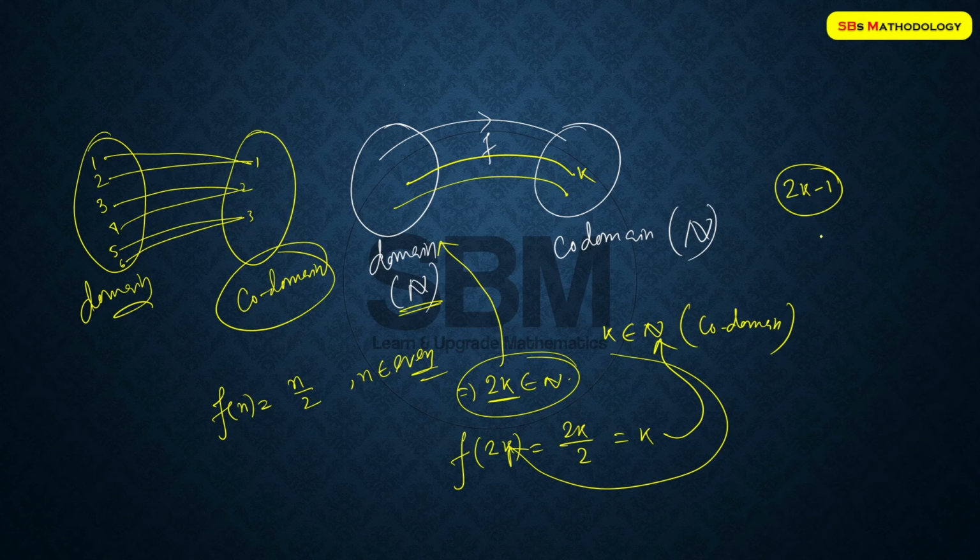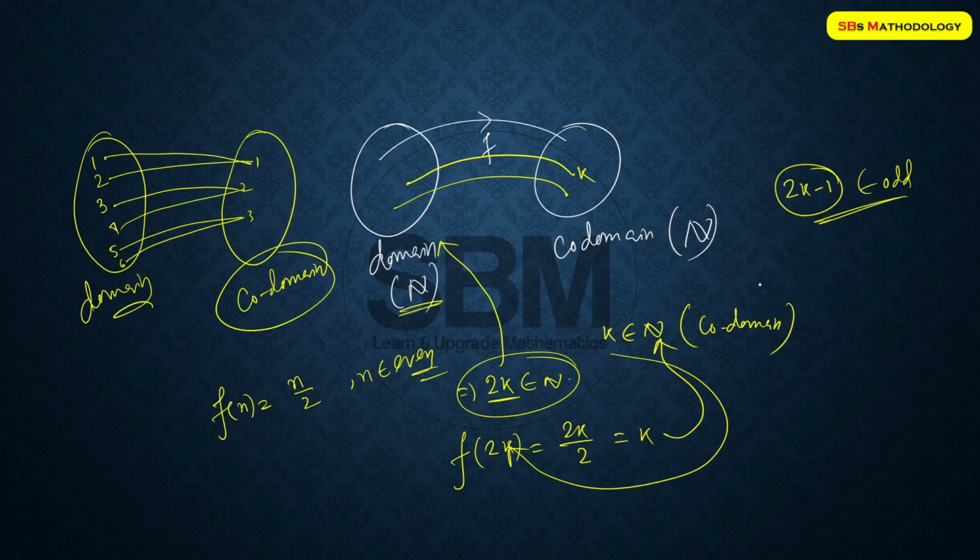If k is a natural number, 2k is also a natural number, and if we subtract 1, it will still be a natural number, because k's minimum value is 1. If we take the minimum value 1, then 2 into 1 minus 1 is positive, so there is no problem. If it was negative, it would have been a problem, because our domain does not contain negative values. But in our case, as k is a natural number, 2k minus 1 is also a natural number.